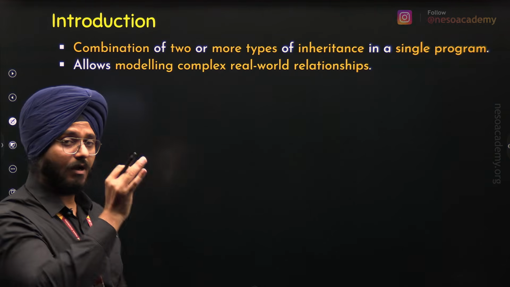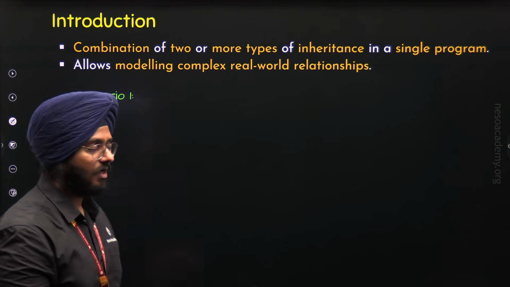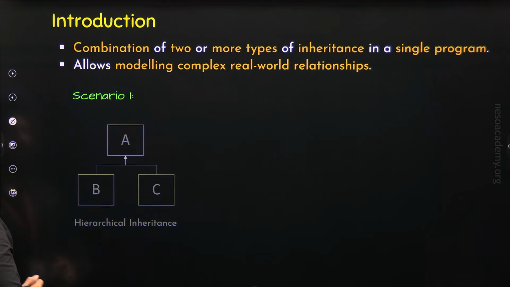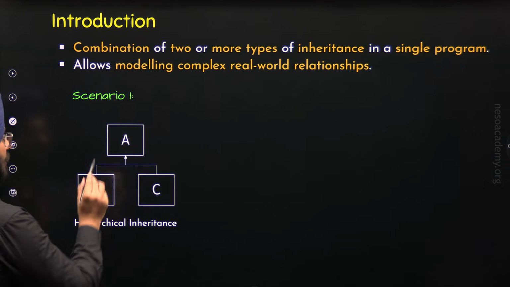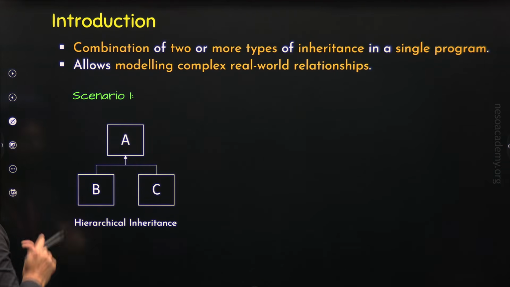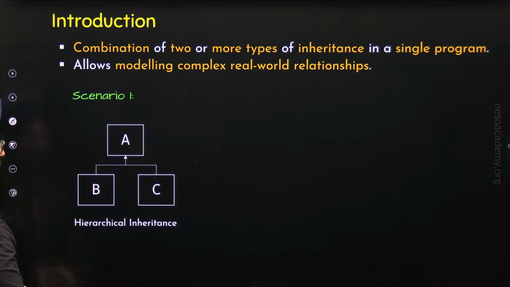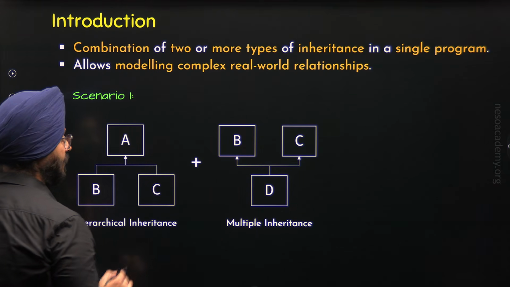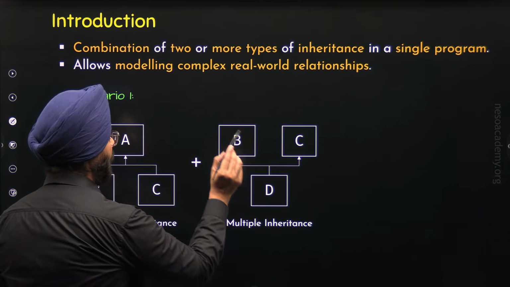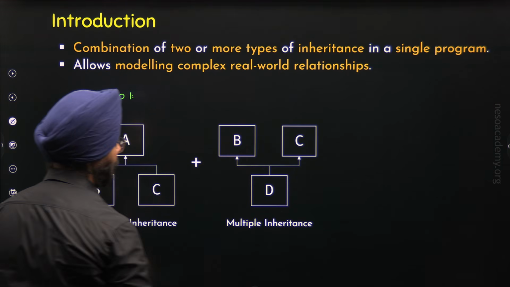Now, to properly understand these points, let's consider one scenario. Let's say we have this hierarchical inheritance where classes B and C are inheriting from the class A. Now let's imagine that we want to combine this specific inheritance with this inheritance. Here we have multiple inheritance where class D is inheriting from both these classes B and C.